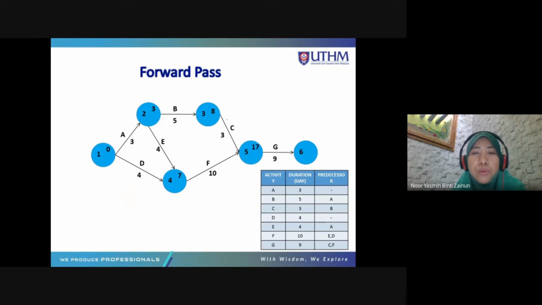Here you have 2 arrows also coming at node number 5. So you have 8 plus 3, which is 11, and 7 plus 10 is 17. So 17 is the largest, and you put 17 here because it is the largest. 17 plus 9 is 26. So the total duration of the project is 26 days. This is the total duration of the project.